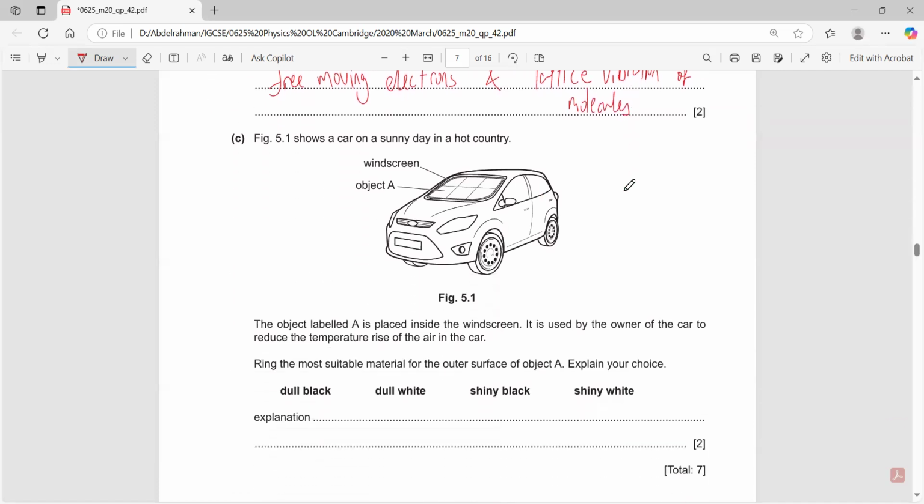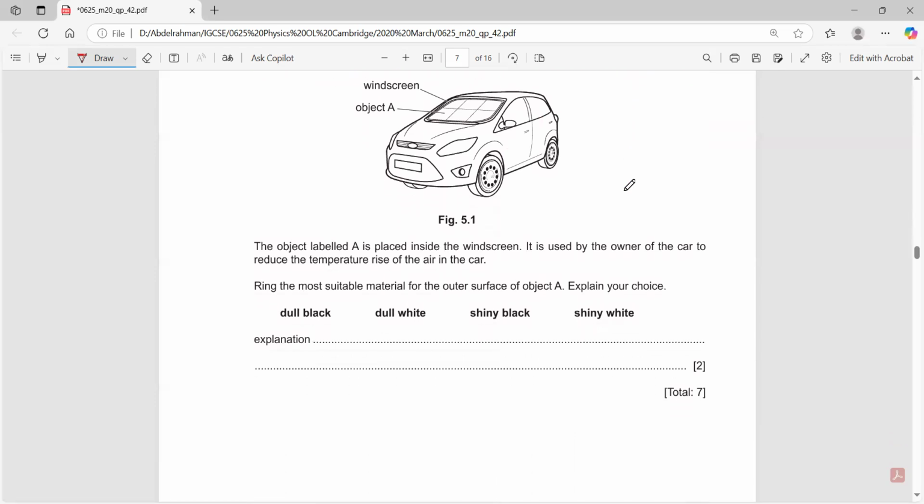Figure 5.1 shows a car on a sunny day in a hot country. The object labeled A is placed inside the windscreen. It is used by the owner of the car to reduce the temperature rise inside the car. Ring the most suitable material for the outer surface of object A. Explain your choice. Should it be dull black, dull white, shiny black? Yes, it should be shiny white.